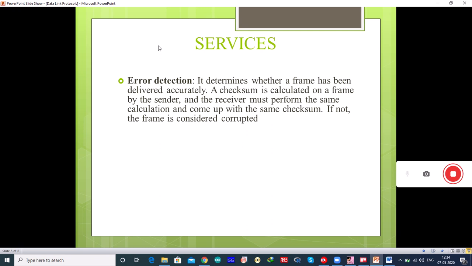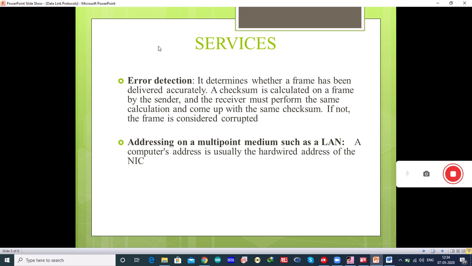A checksum is calculated on a frame by the sender, and the receiver must perform the same calculation and come up with the same checksum. If not, the frame is considered corrupted. And if reliable services are being used, the frame is retransmitted. If not, that is, for non-reliable services, the frame is dropped and the upper layer protocols are relied on to handle the problem. The next one is addressing on a multi-point medium such as a LAN.